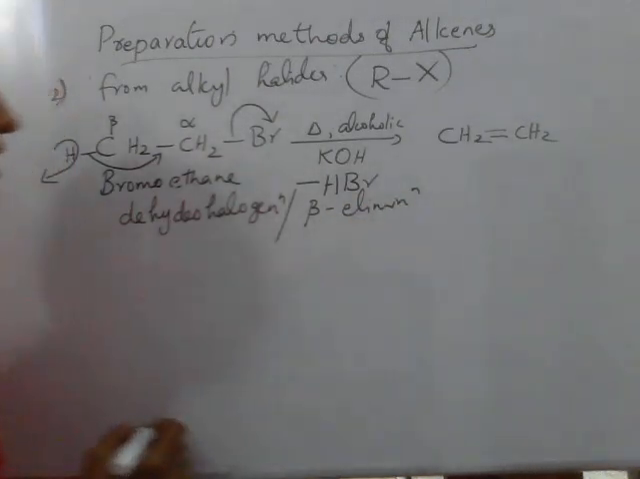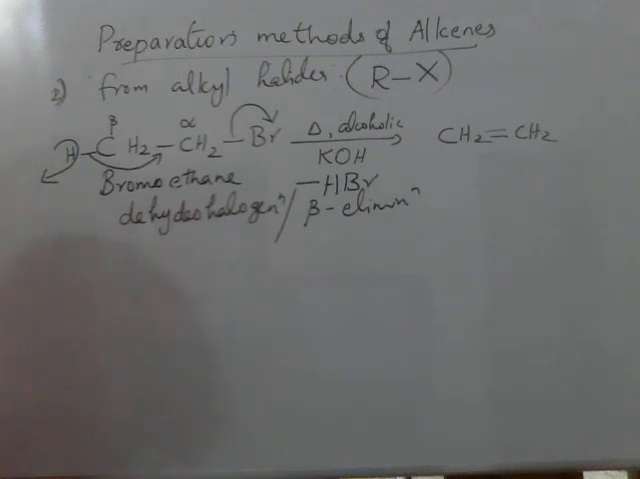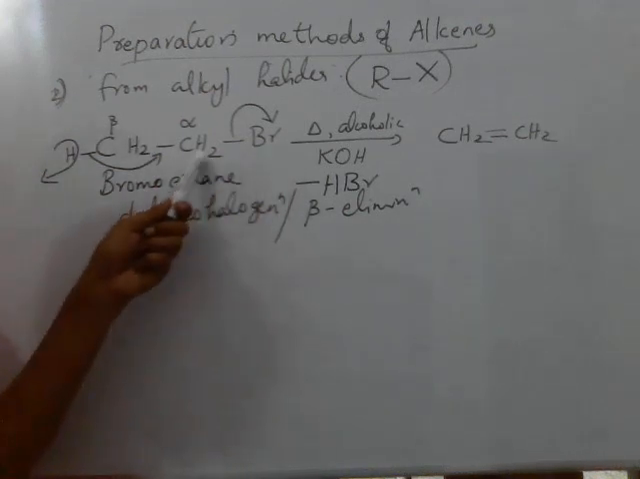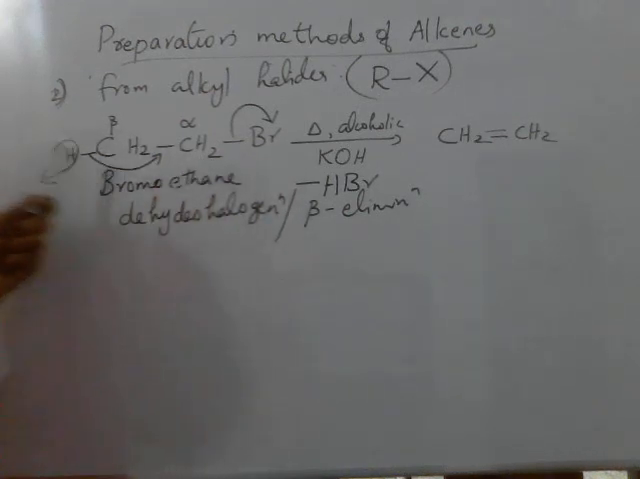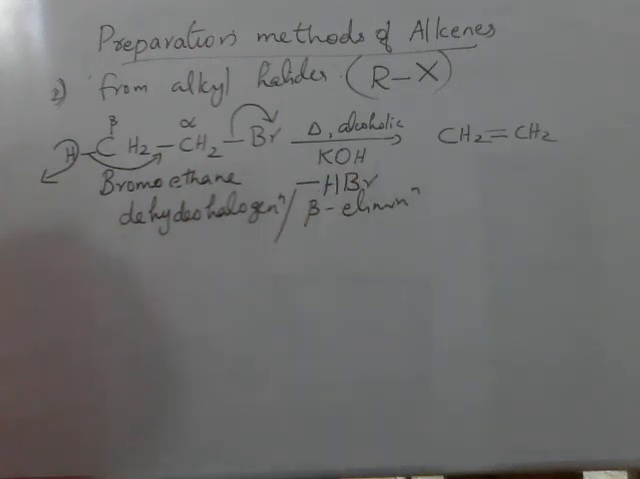Why beta elimination reaction? Because the hydrogen atom from beta carbon atom is eliminated. So halogen from alpha carbon, hydrogen from beta carbon is eliminated as hydrogen halide. We get the alkene as the product. This reaction is important because we need this reaction next year also. We'll study in detail about this reaction in +2.